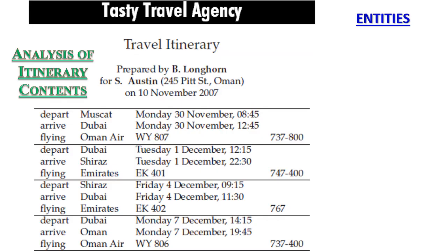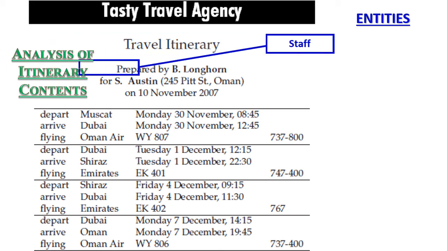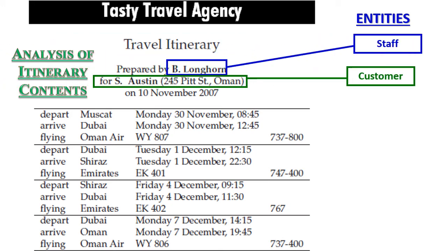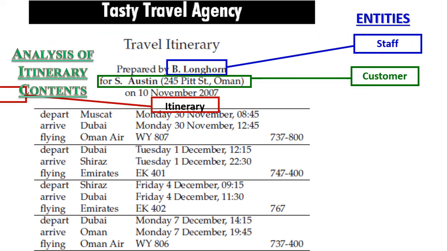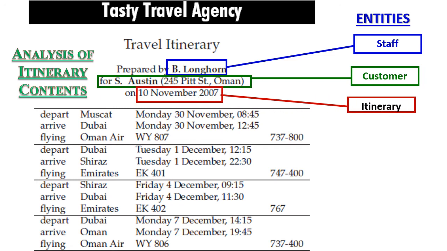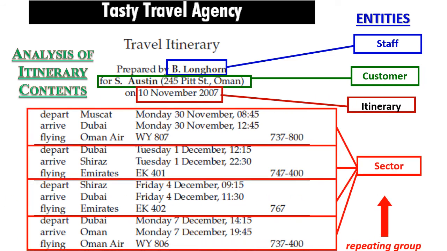In this example, Tasty Travel Agency, travel itinerary, analysis of the itinerary content. We can see the staff in blue, the customer in green, the itinerary in dark red, and the sectors in red for the repeating group.